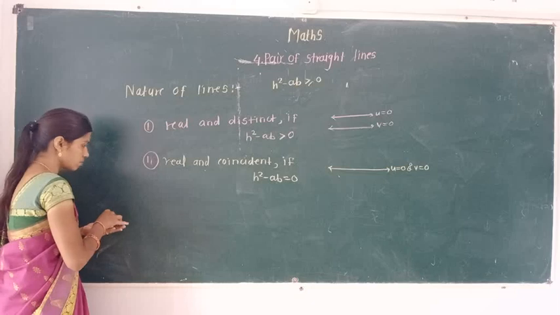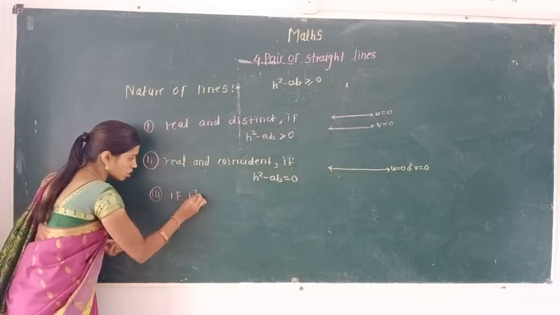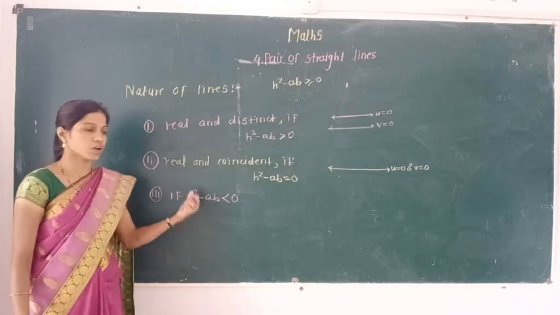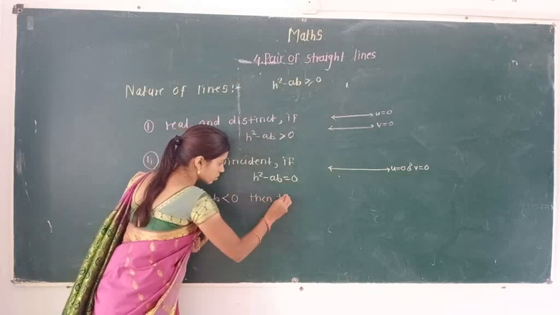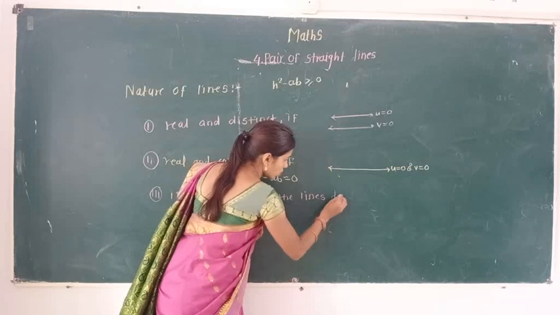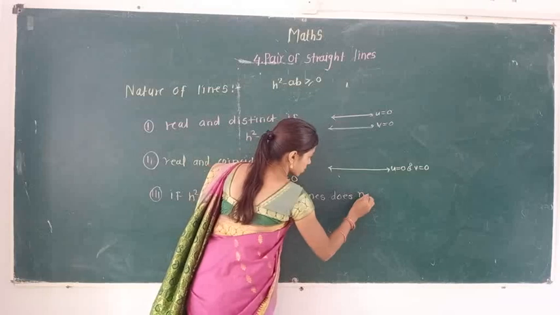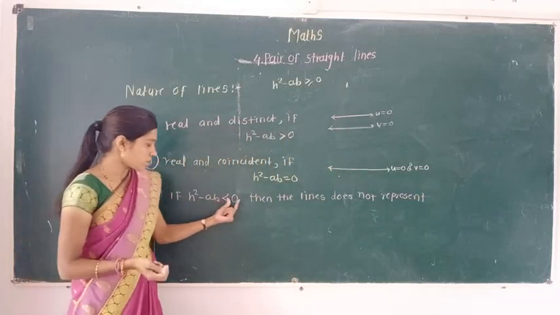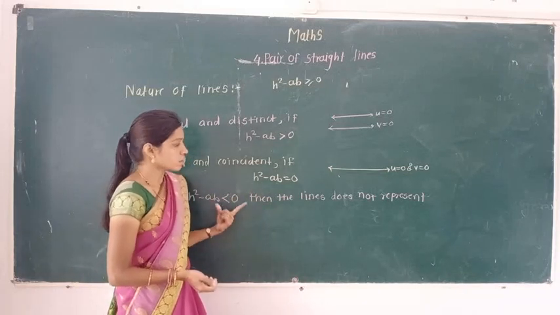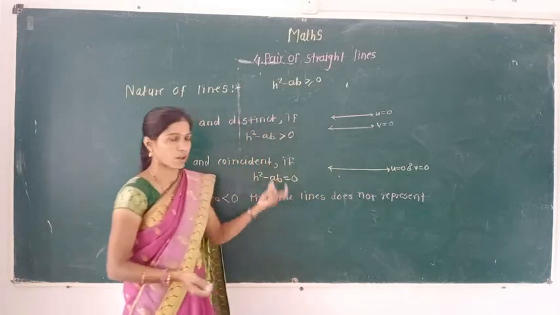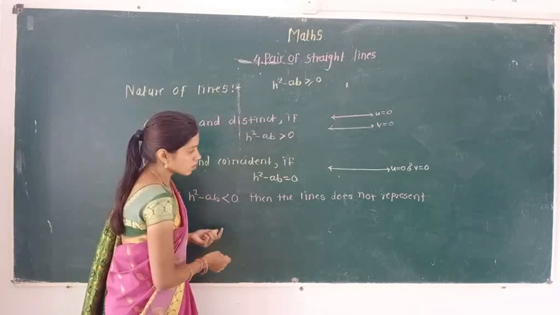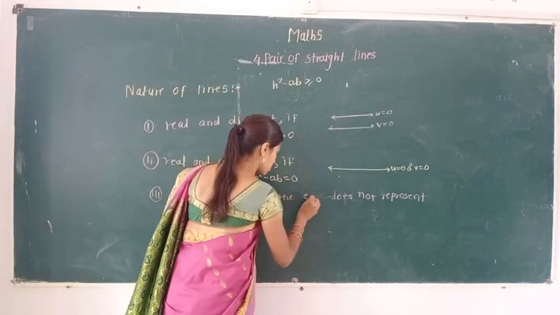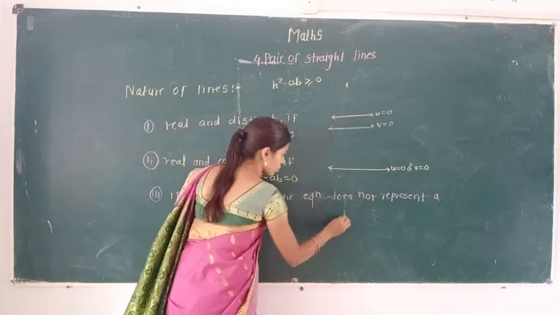Okay, now see, here is the last condition. If h square minus ab is strictly less than 0, means the roots of lines are imaginary, and the equation does not represent a pair of lines. Okay, now see, h square minus ab is strictly less than 0. After satisfying this condition, the given equation does not represent a pair of lines.